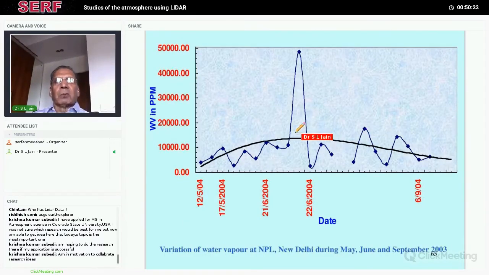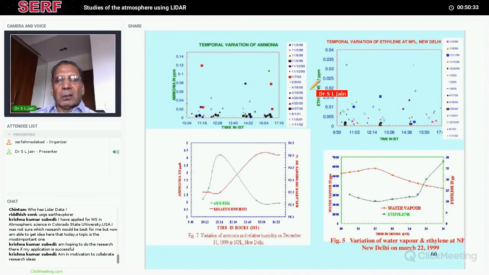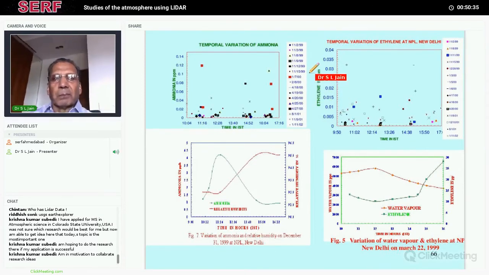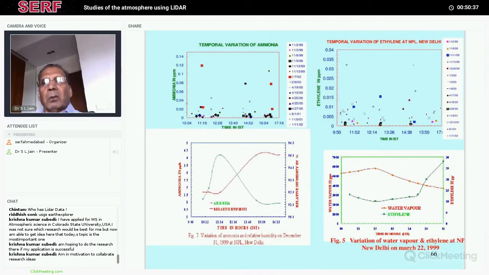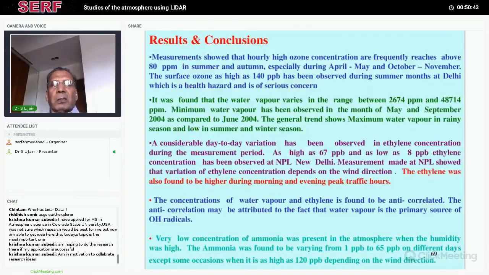One particular day the water vapor was very, very high, maybe due to a lot of moisture in the atmosphere. These are different parameters, say ethylene, water vapor, and so on, on different days. So this is the scattered profile of that. This is again water vapor on different days.